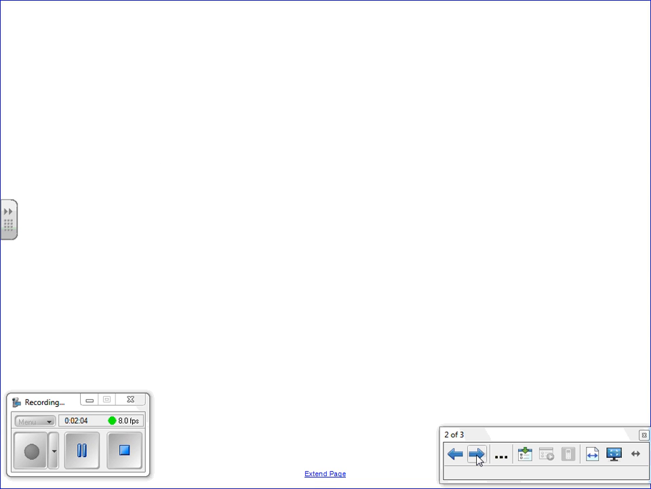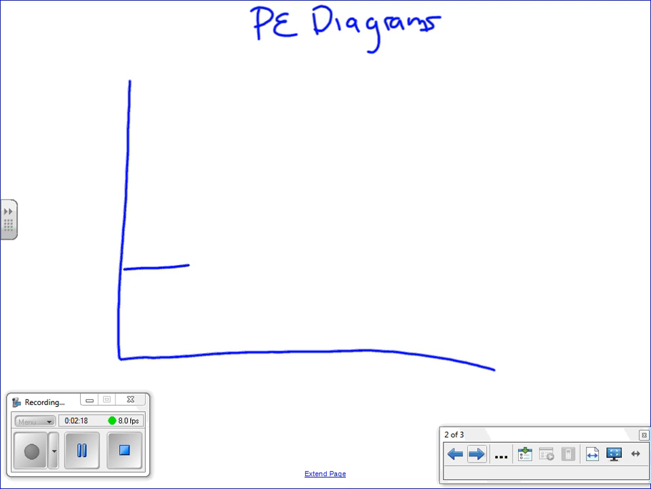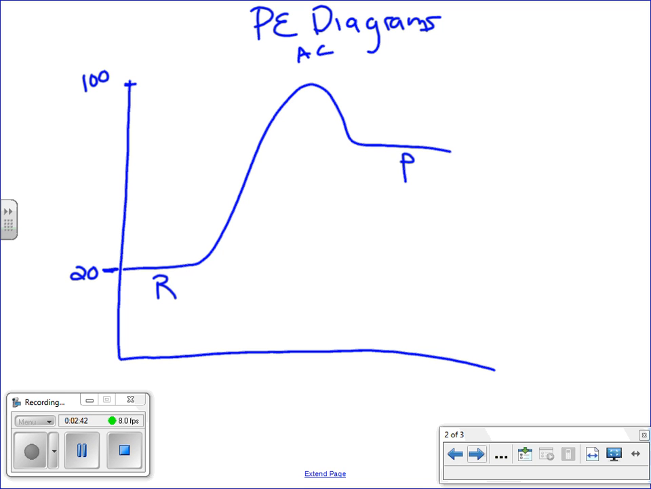Now, potential energy diagram. Let's use a different pen. Potential energy diagrams. They look like this. Up and over. These are your products. These are your reactants. Okay? Your activated complex is up here. If you are reading it, let's say your activated complex has energy of about 100, your reactants, let's say about 20, then your products can be, let's say 70.